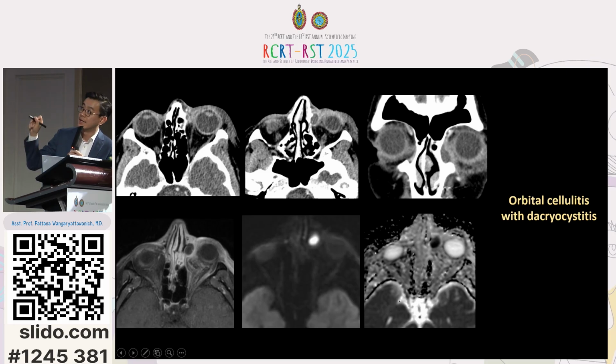And you can see that on the CT scan with contrast, there is a well-circumscribed cystic lesion with a thick wall and surrounding inflammation with fat stranding. And that is a classic example of patients who have dacryocystitis with orbital cellulitis. And the corresponding MRI shows again a similar finding, a cystic lesion with a lot of inflammation around it, and it shows nice restricted diffusion on DWI and low signal on the ADC map.